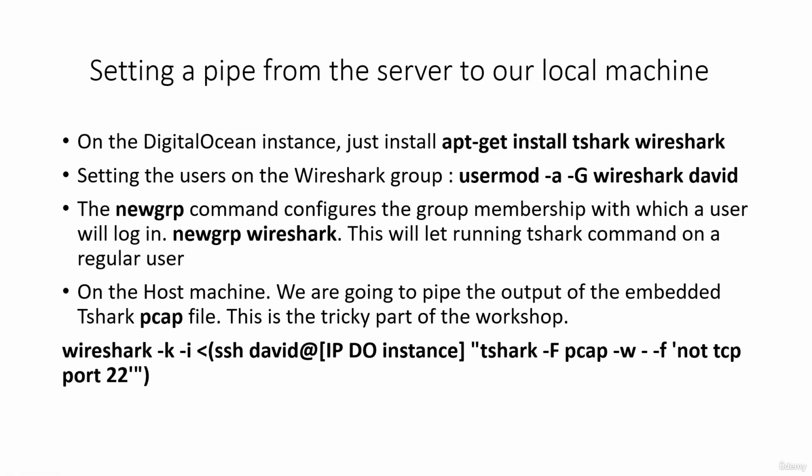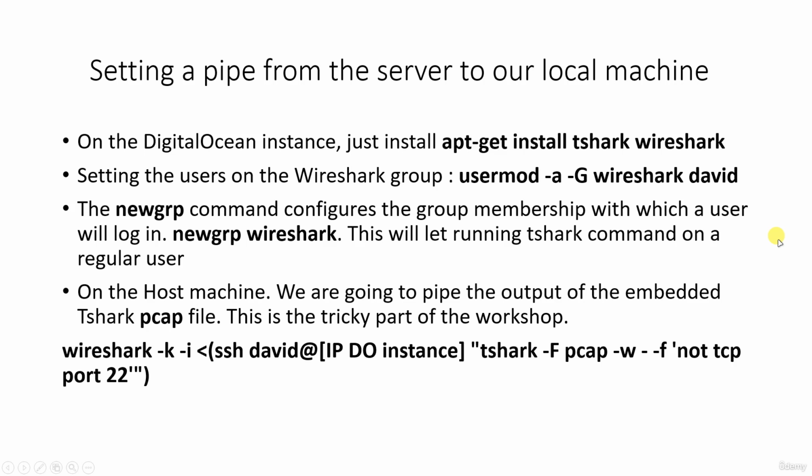Then what you have to do now is set the users in the Wireshark group, and you cannot run Wireshark as root. So just type this: usermod Wireshark as David, and then the newgrp command configures the group membership with which a user will log in. So newgrp wireshark is the group configuration. This will let a regular user run the T-Shark command.